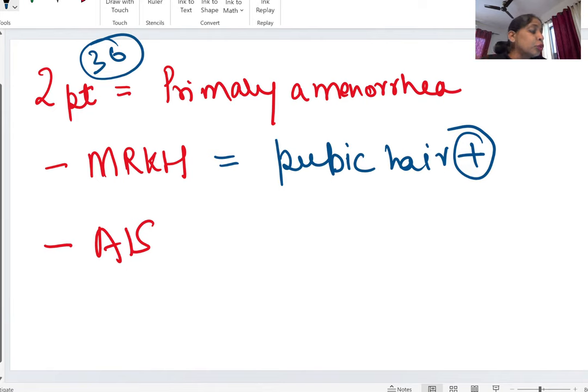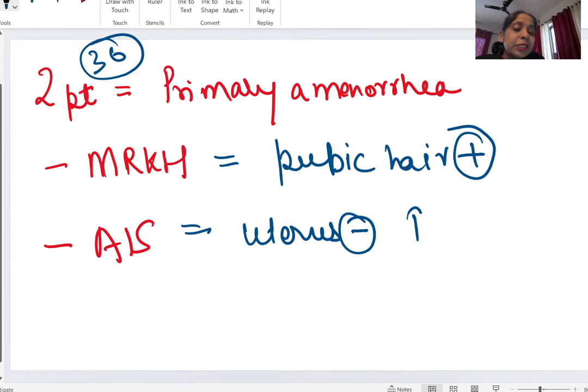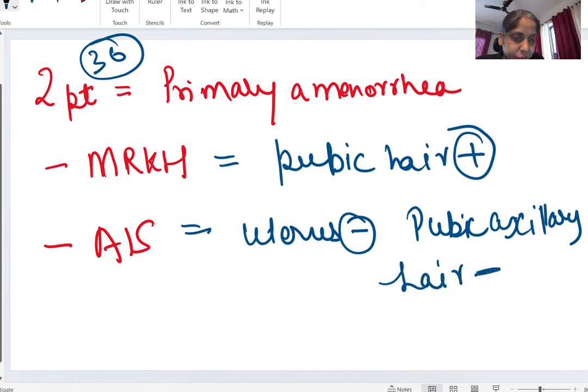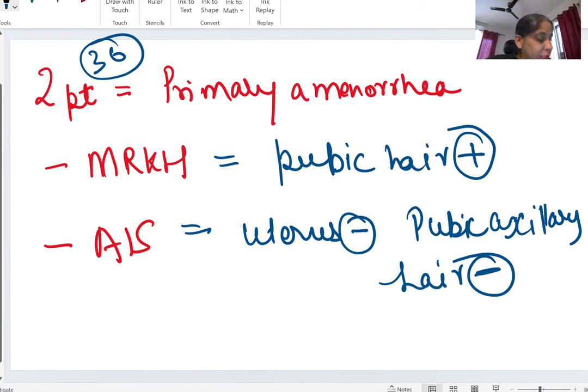But in androgen insensitivity, it is a case of male pseudohermaphrodite, because the tissues are not sensitive to androgens. Which hormone is responsible for making pubic hair? Androgens. So here in androgen insensitivity, the uterus is absent, plus the pubic and axillary hair are also absent, because the patient is androgen insensitive. Is it clear, Dr. Ayushi?